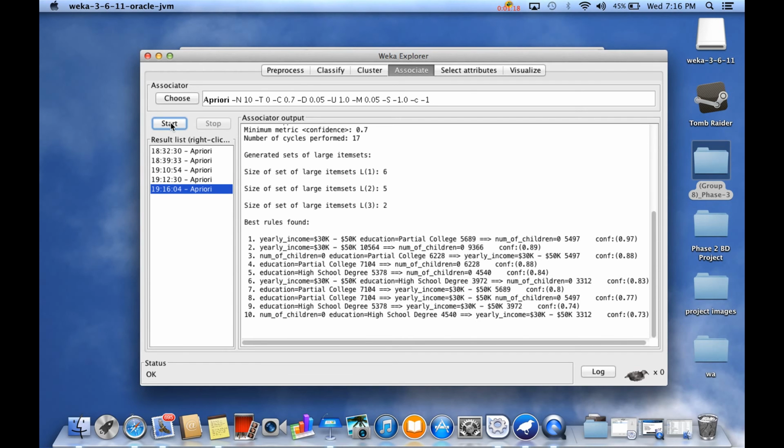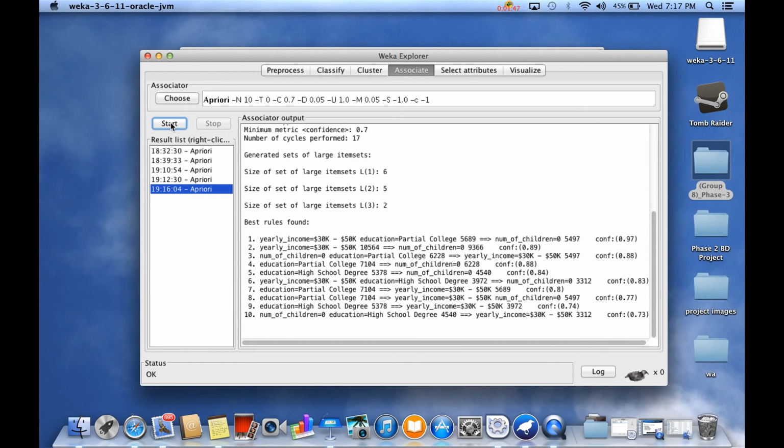Apart from that, whenever the income is between 30 to 50k, and when they purchase the product 10564, they usually have zero children, and they also purchase product 9366. If the number of children is zero and education is partial college, and if they purchase 6228, usually their income is 30k to 50k, and they purchase product 5497. These all have a very high confidence, above 0.85.